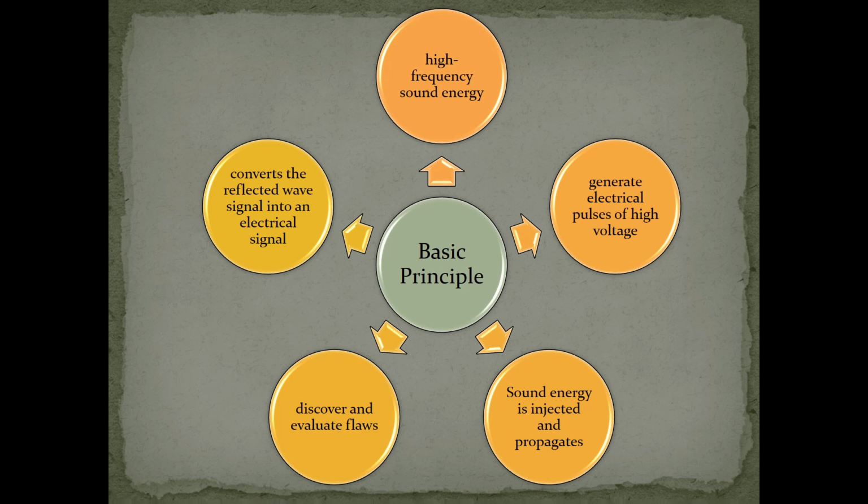Sound energy is injected and propagates in the form of waves through the material. When there is a break in the wave path, such as a fracture, some of the energy is reflected back off the defect surface. The transducer converts the reflected wave signal into an electrical signal, which is then shown on a screen. The reflected signal intensity is shown against the time from signal production to when an echo is received.